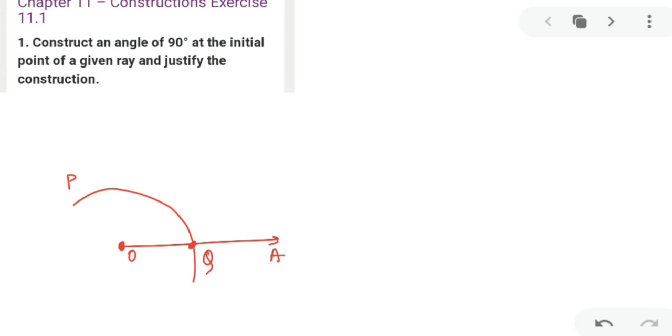Then take Q as a center and draw another arc with any random measurement. Don't change the compass, don't change the measurement. Whatever you measured for marking the arc PQ, keep the same measurement in your compass, and from Q mark an arc here. You can name it as M. Take another arc from the same point M, don't change the measurement, and mark here.